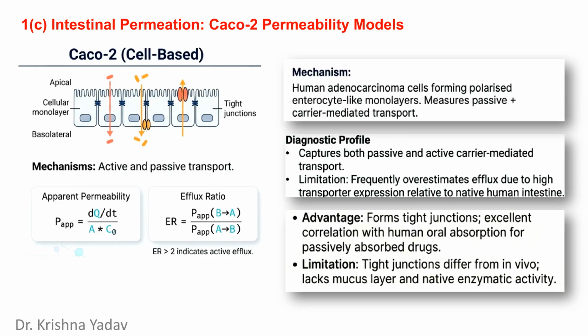Second is the efflux ratio. By comparing the flow from the blood-facing side back to the gut-facing side, we can identify if the body is actively rejecting the drug. Generally, an efflux ratio greater than 2 is a clear indicator of active efflux.